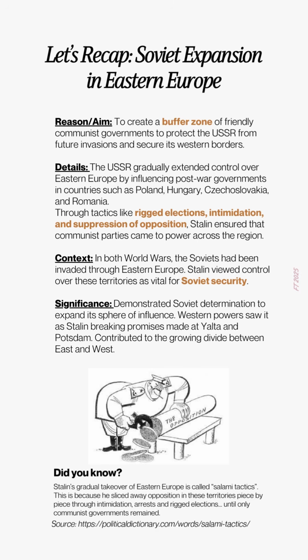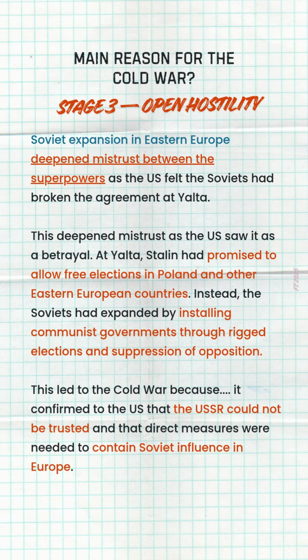To help you with evidence, here's a very brief content recap on Soviet expansion in Eastern Europe. We know the Soviets wanted to create a buffer zone of friendly communist governments. They extended control through tactics such as arresting opponents and rigging elections, which made the West highly suspicious. With this stronger evidence, let's now look at an improved paragraph that clearly links Soviet actions to the outbreak of the Cold War.